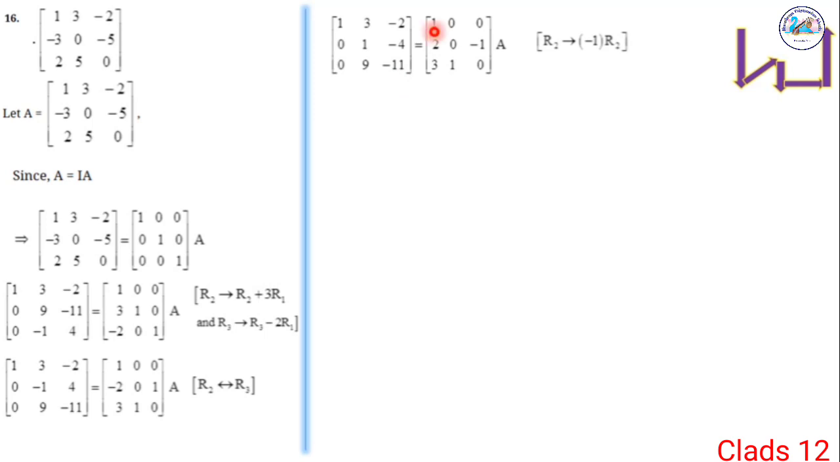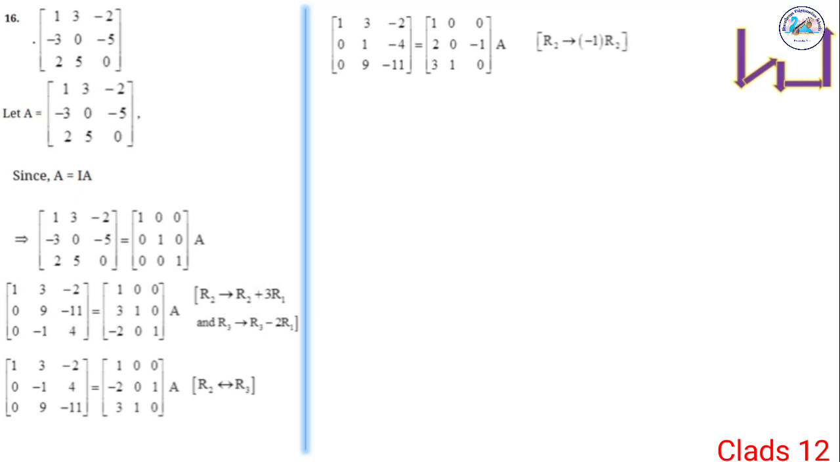And on the right side also R1, 1 0 0 remains the same. R2 is changing with minus, just multiplying by minus 1. So minus 1 into minus 2, that becomes plus 2. Then minus 1 into 0, that becomes 0. Next minus 1 into 1, that becomes minus 1. And R3 same, 3 1 0 remains the same.